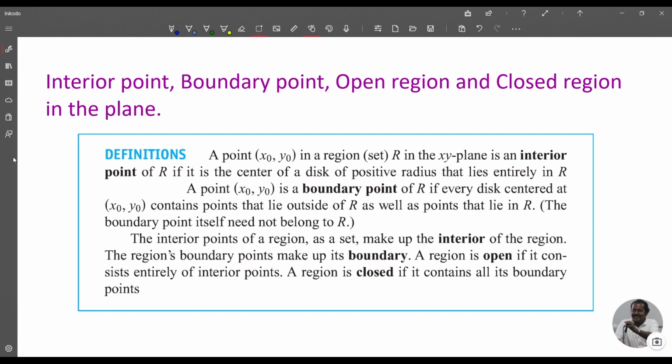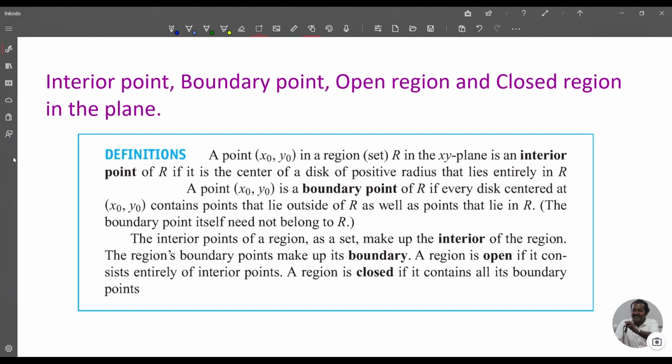A point (x0, y0) in a region R in the xy plane is an interior point of R if it is the center of a disk of positive radius that lies entirely in R. A point (x0, y0) is a boundary point of R if every disk centered at (x0, y0) contains points that lie outside of R as well as points that lie inside of R. The boundary point itself need not belong to R. So the boundary point need not be a point in R.